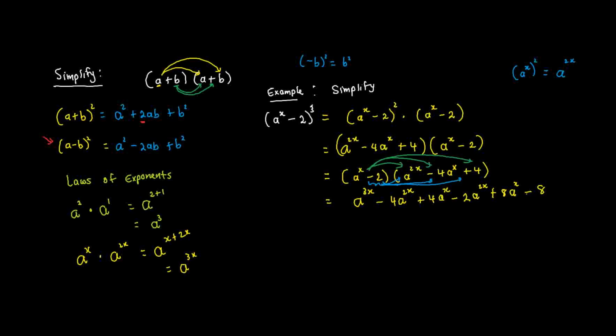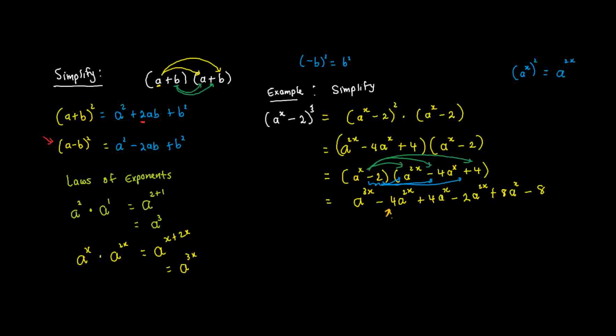Now I look for like terms. Right? Remember, like terms have two properties. They need to have the same variable and they need to have the same exponent. So looking at this example, I can already see my like terms. A raised to the power of 3x, okay, there's no like term with that.